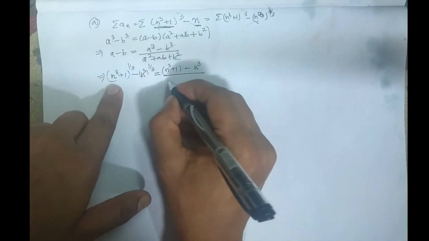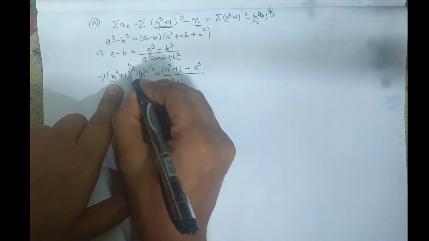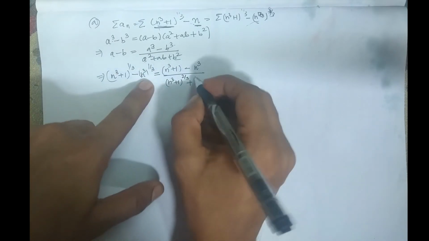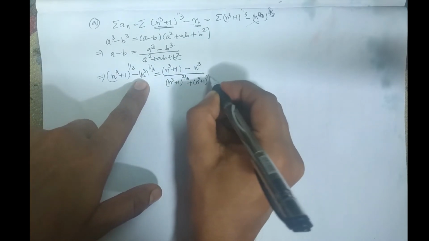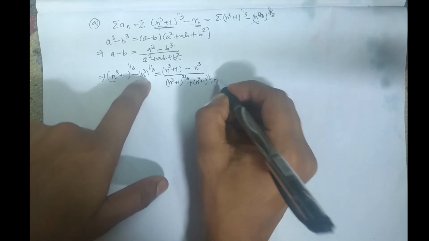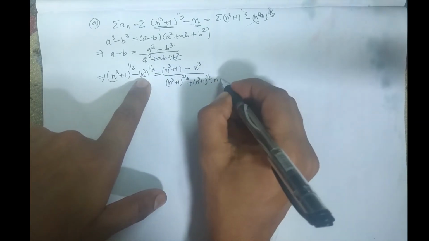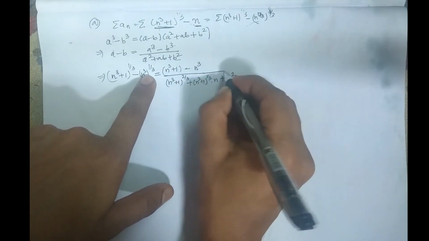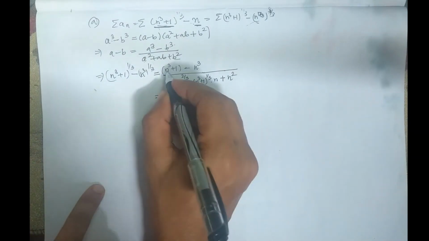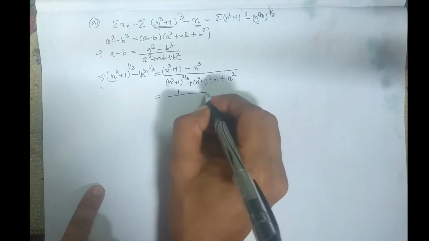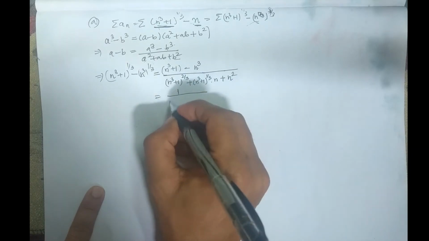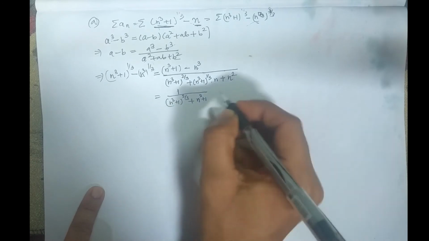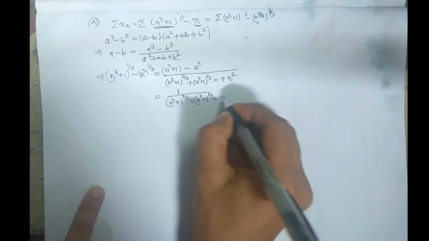So a square means what? ((n cube plus 1) raised to 1 by 3) to the whole square, so this is simply raised to 2 by 3, plus a into b. You simply multiply this: I will get (n cube plus 1) raised to 1 by 3 into (n cube) raised to 1 by 3, simply n, plus b square. So what is the square of this? Simply n square. Okay, so this n cube and this n cube will get cancelled. I will simply have 1 in the numerator, and in the denominator we have (n cube plus 1) raised to 2 by 3 plus (n cube plus 1) raised to 1 by 3 into n plus n square.